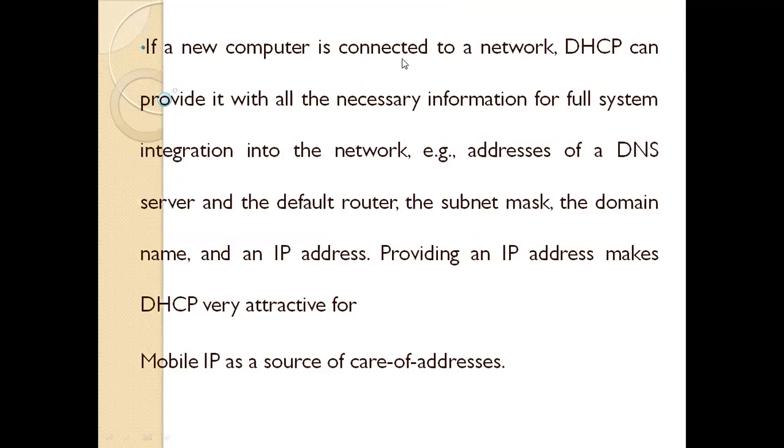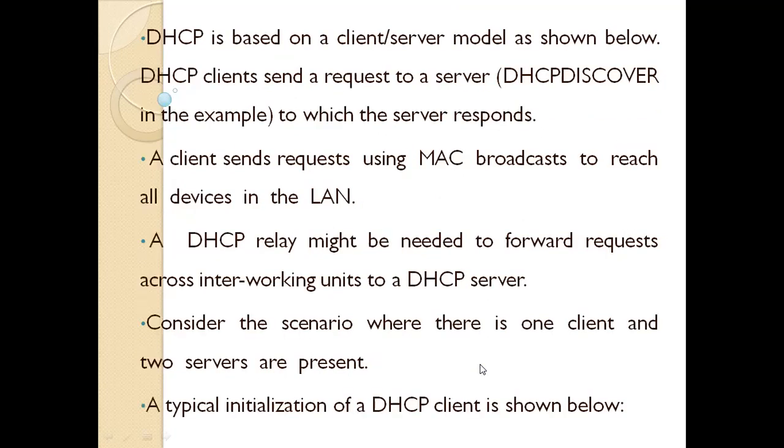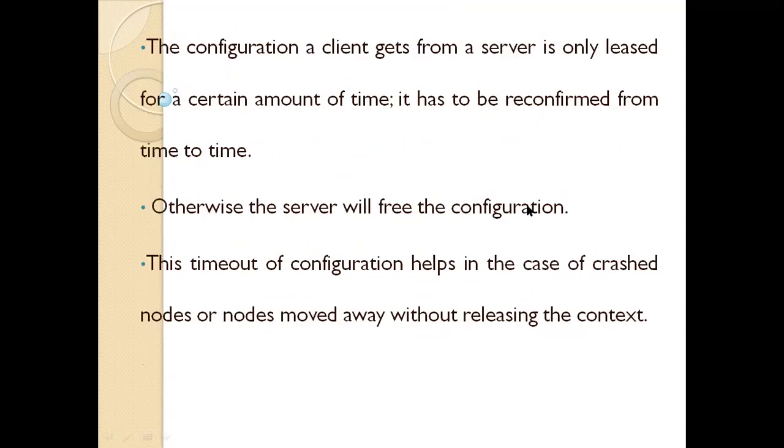So if a new computer is connected to a network, DHCP can provide it with all the necessary information for full system integration into the network. For example, the address of a DNS server and the default router, the subnet mask, the domain name, and the IP address. Providing an IP address makes DHCP very attractive for mobile IP as a source of care of address. And DHCP is all based on a client server model, as shown in the figure below.